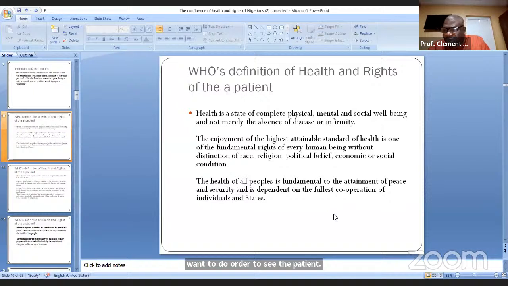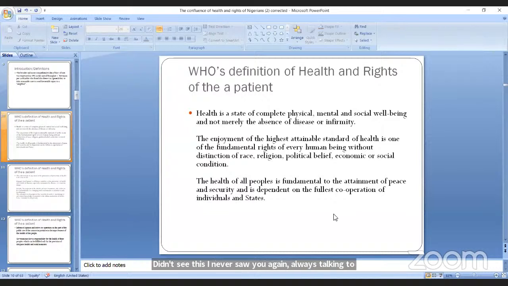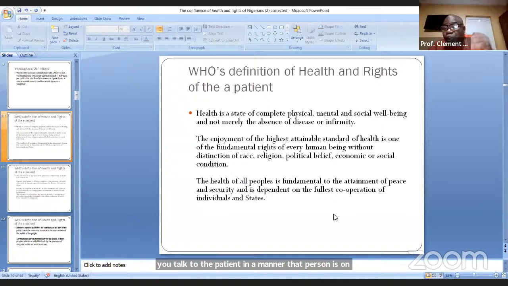The operation looked good, but soon after the operation, the patient never saw the surgeon again, or when he's talking to you, you talk to the patient in a very harsh manner. That patient is not mentally healthy. So it's not just the mere absence of disease or infirmity. It includes physical, mental, and social well-being.